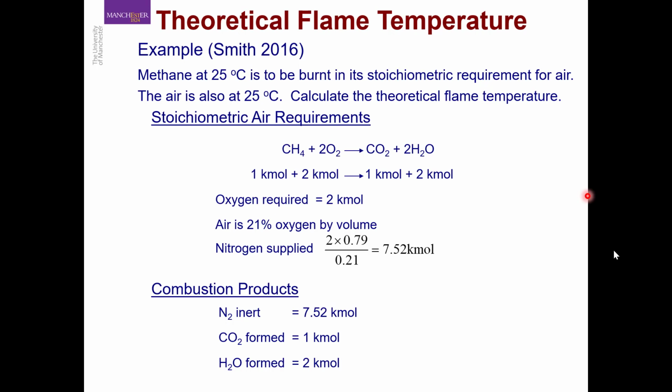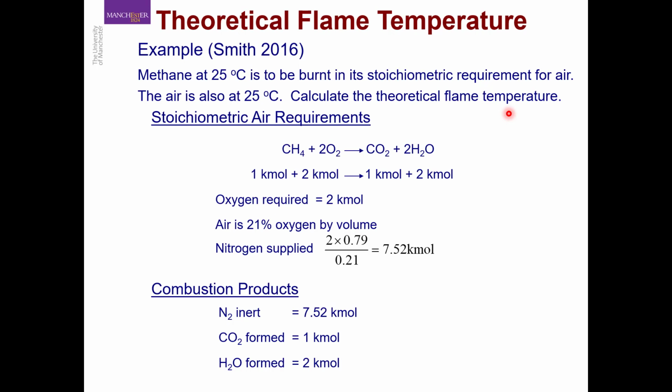In this part of the lecture we are going to look at an example to practice some of the concepts that we learned in previous parts. So here we have an example in which methane is being burned at 25 degrees centigrade, and we are provided with air at 25 degrees centigrade, and we need to calculate what is the theoretical flame temperature of your furnace.